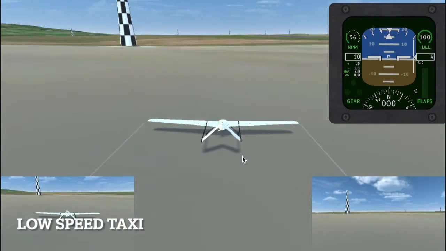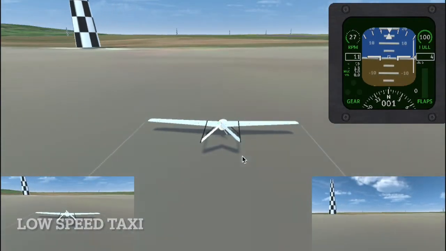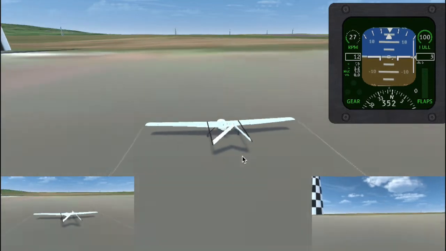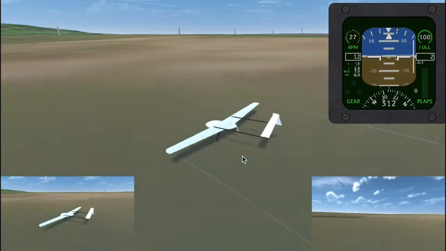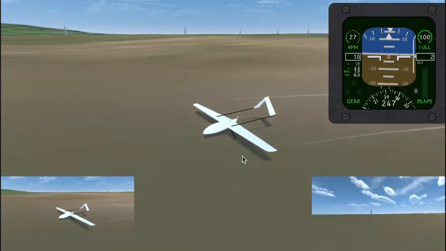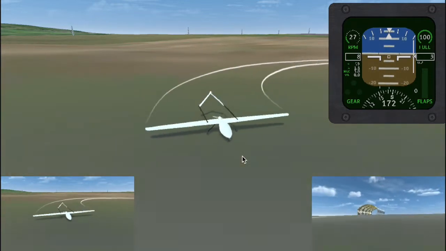Here, looking at low speed taxi, on the other hand, we can see that it is a much more controllable aircraft, and the effect of the rudder and the nose gear is much more pronounced here. 10 meters per second is recommended.